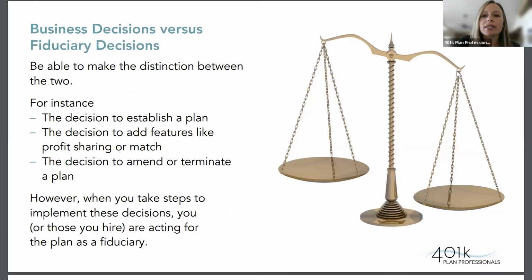And here's an important distinction: there are straight business decisions and also fiduciary decisions. And so we're able to make that distinction between the two. I know the courts do this as well in lawsuits that come up. For instance, just the straight decision to have a plan, design it a certain way with match, profit sharing, different eligibility requirements, different distribution requirements, the decision to change the plan design or perhaps terminate a plan, those are straight business decisions. However, when you take steps to implement those, or say you're hiring a firm to help you implement those, then you are acting as a plan fiduciary.